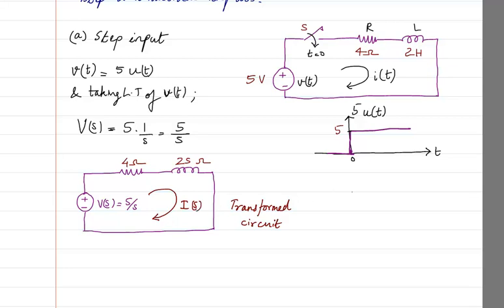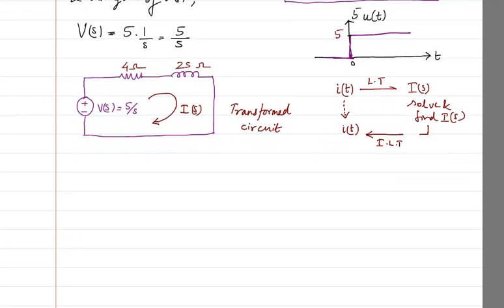So see, what I am going to do here, I am going to go from i of t, I have taken the Laplace transform, and I am going to get I of s. The circuit is transformed. Then solve and find I of s. After I find I of s, I will go back using inverse Laplace transform and get back my i of t. So instead of coming like this and trying to solve this and getting i of t, I am instead using Laplace transform to solve it in the s domain. Okay, so this is what we have done.